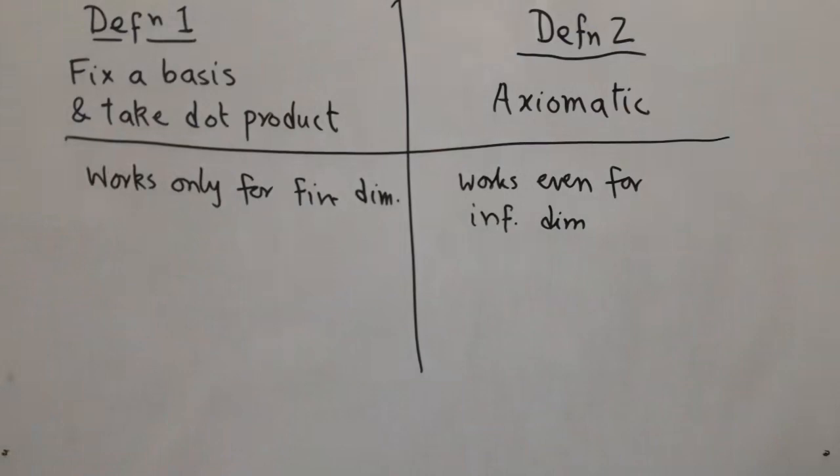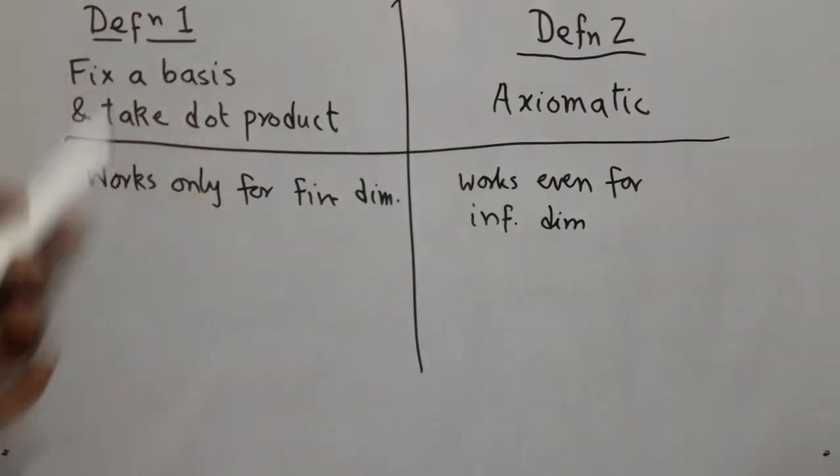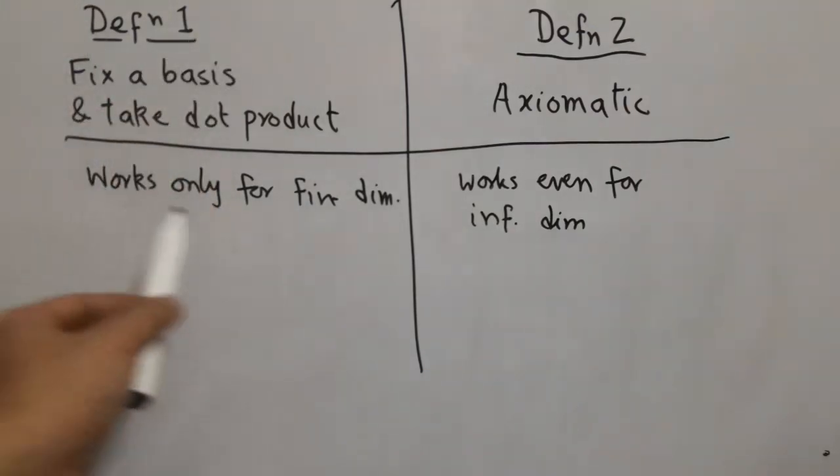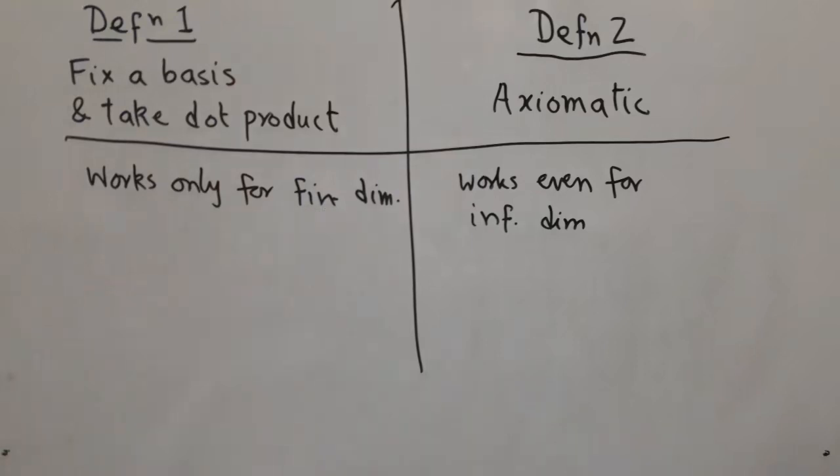The first point is obvious: because we work with a basis and then we take a tuple, it works only for finite dimensional vector spaces, but the axiomatic one works even for infinite dimensional vector spaces. So we already get one advantage here. Now what about finite dimensional vector spaces? For finite dimension, both the definitions can work.